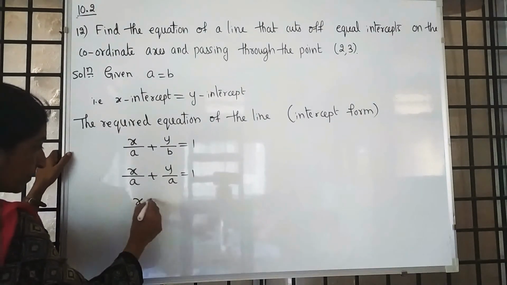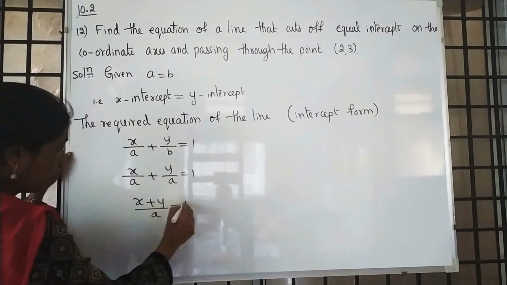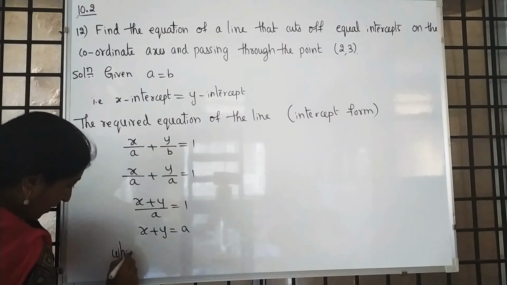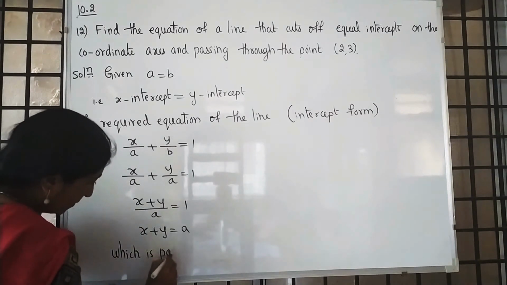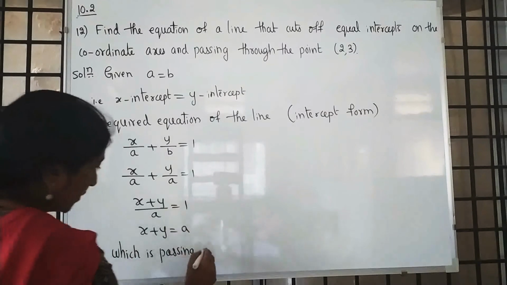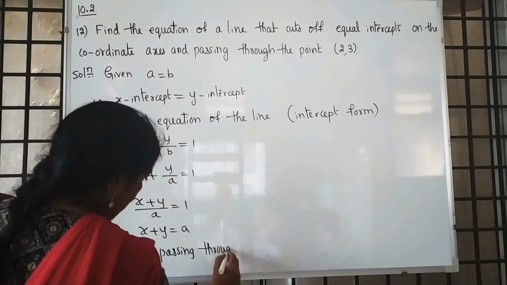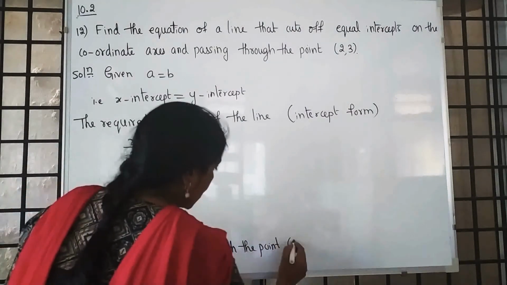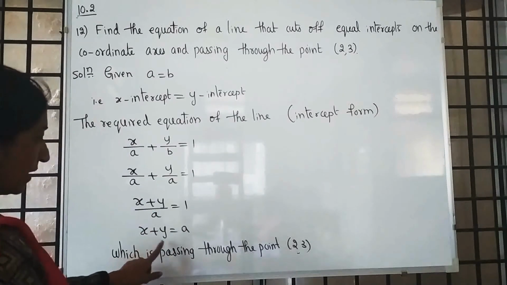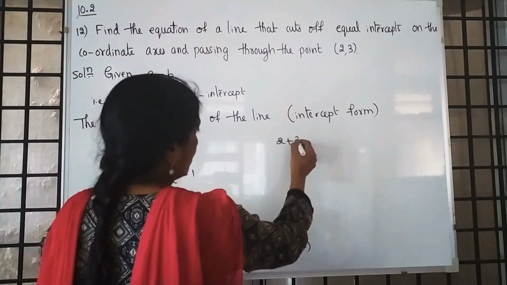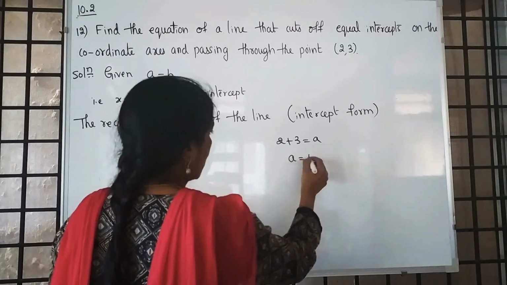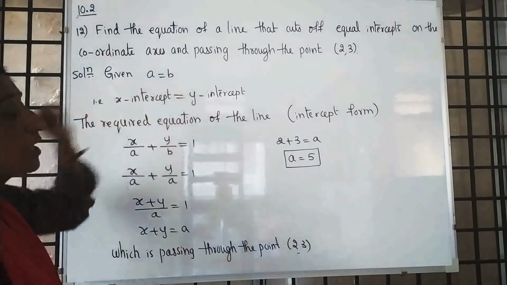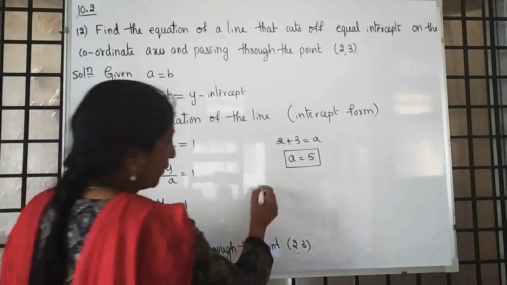Take the LCM. x plus y upon a is equal to 1, cross multiply, which is passing through the point 2, 3. In place of x write down 2, in place of y write down 3. 2 plus 3 is equal to a, or a is equal to 5. And you know that a and b are equal. So no need to calculate b, because b is also 5.